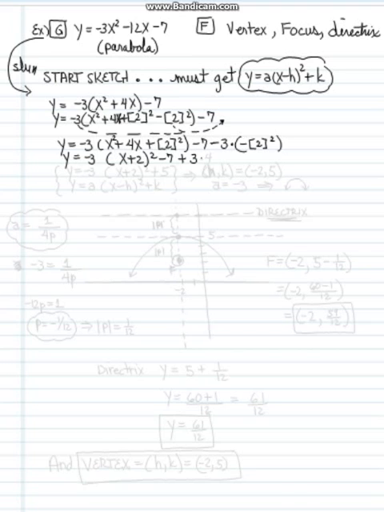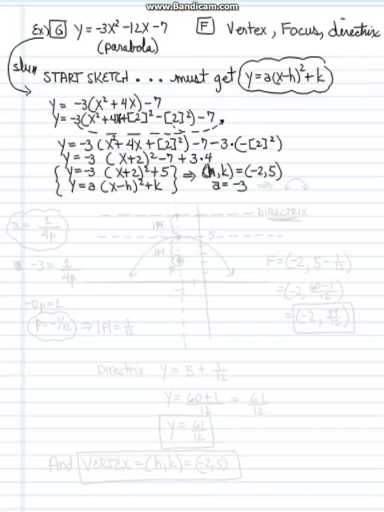Double negative here makes positive 3 times 4. Y equals negative 3 times x plus 2 squared. We have minus 7 plus 12. So this would be positive 5. Okay, now we can start our sketch. Compare this to y equals a times x minus h squared plus k. And we see that the vertex h, k, the ordered pair, is the ordered pair negative 2, 5. A is equal to negative 3.